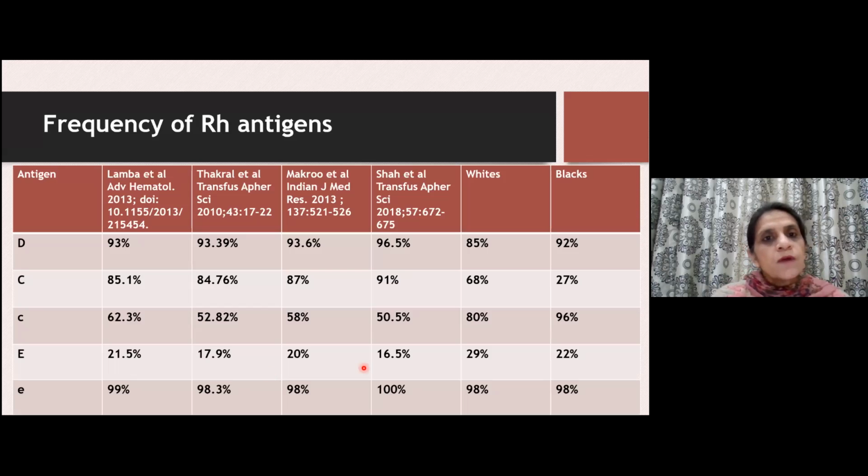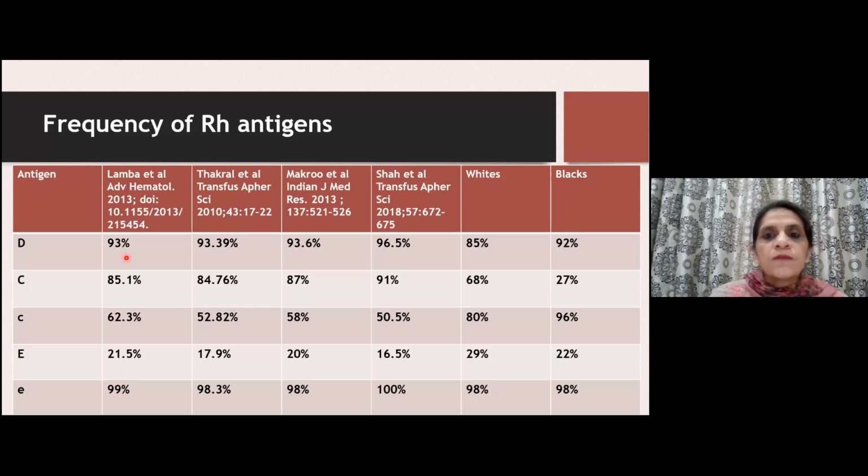The frequency of Rh antigens has been variably reported by different authors from India, and these are a few of the data. The first study is from GMCH by Dr. Devjot Lamba et al., the second one is from PGI, the third one is from Delhi, and the fourth one is from Gujarat. This is the prevalence in whites and blacks. If we look at the prevalence of capital D antigen, nearly 93 to 96% are D positive in the Indian population, whereas it is 85% in whites and 92% in blacks.